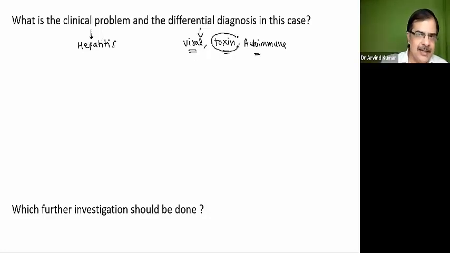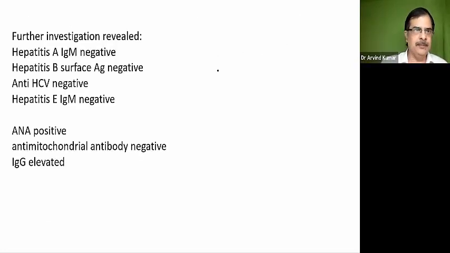Toxin is a less likely cause because the alcohol intake was not that much to cause alcoholic hepatitis, there was no drug abuse, and no herbal medications were being taken. So this is unlikely. So the further investigation which should be done in this case will be the serological markers. Read the serological markers very carefully.